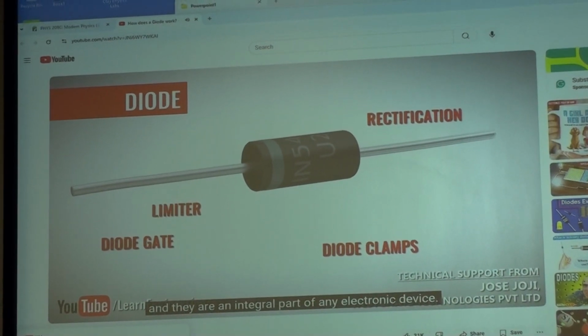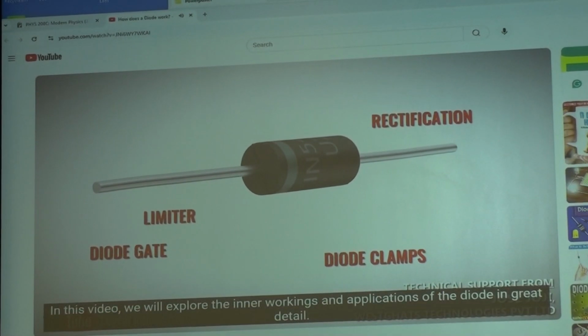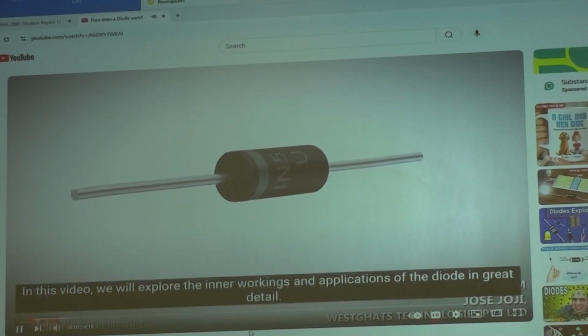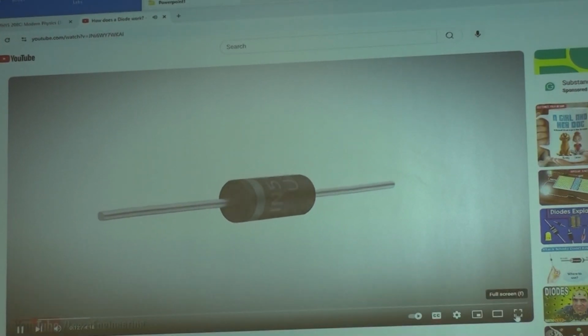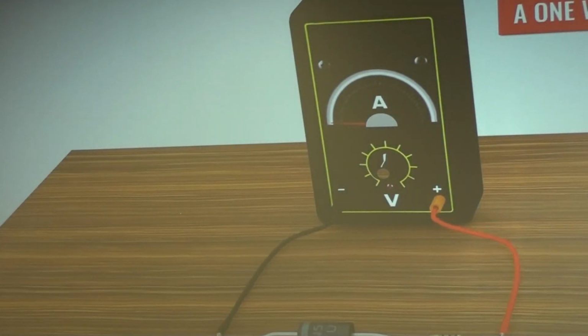Part of any electronic device. In this video, we'll explore the inner workings and applications of the diode in great detail. Basically, a diode is a one-way valve for electricity.